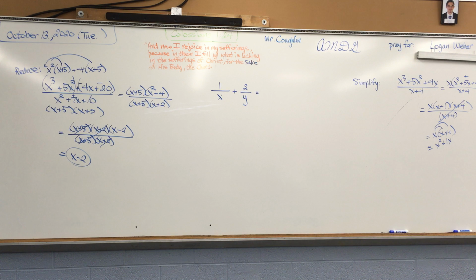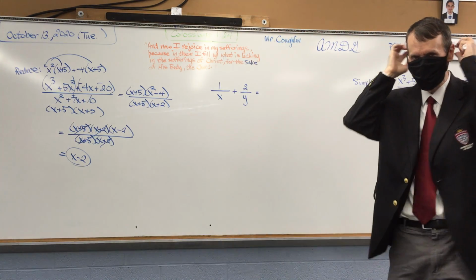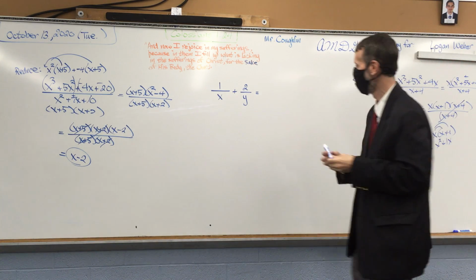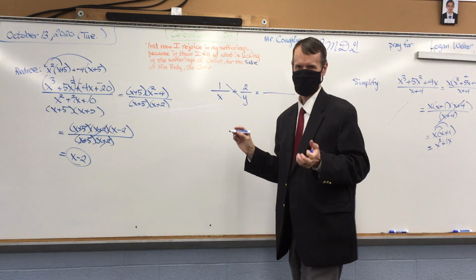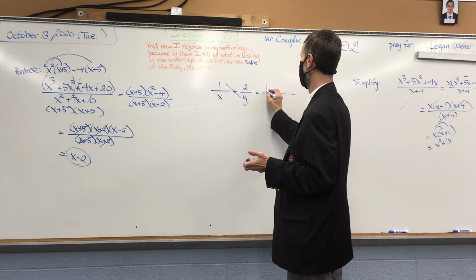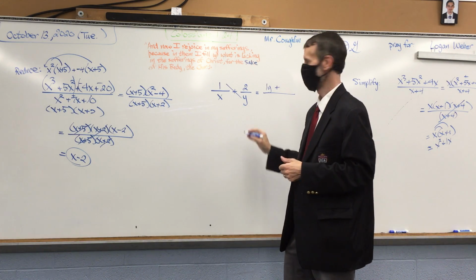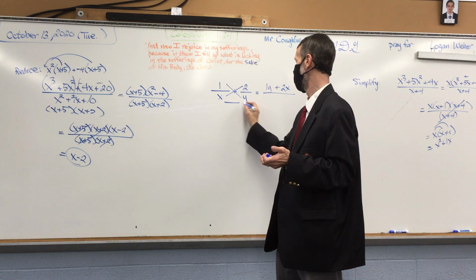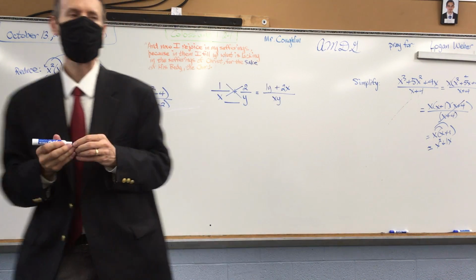Don't you do crisscross? What does that mean? 1 times y. 1 times y is what? 1y. Where do you put that? Top or bottom? The diagonals go on top. And then there's a plus. Plus what? 2x. Crisscross. Then what do you put on the bottom? X should be 1. So x, y. You're done.